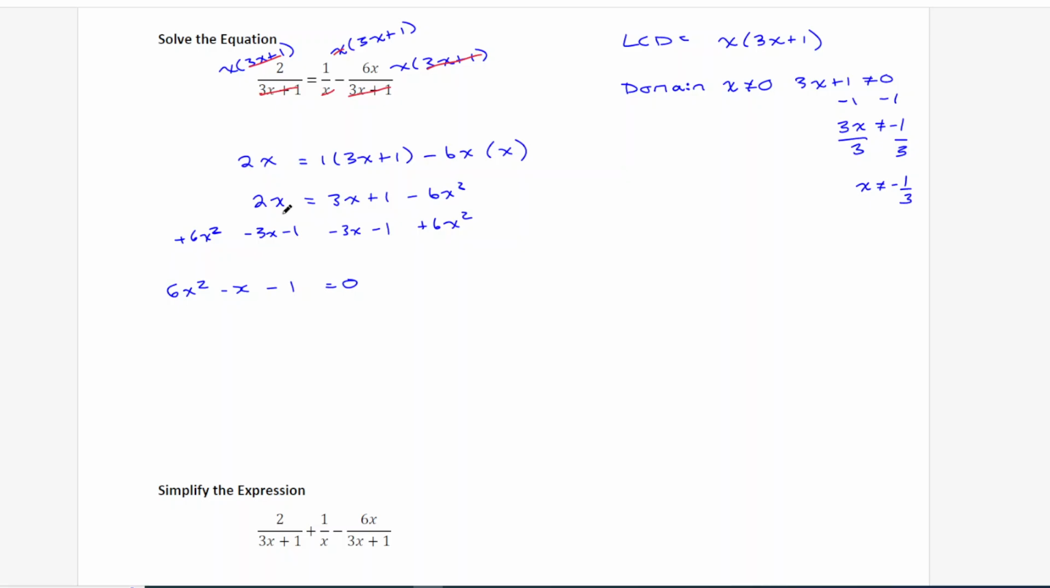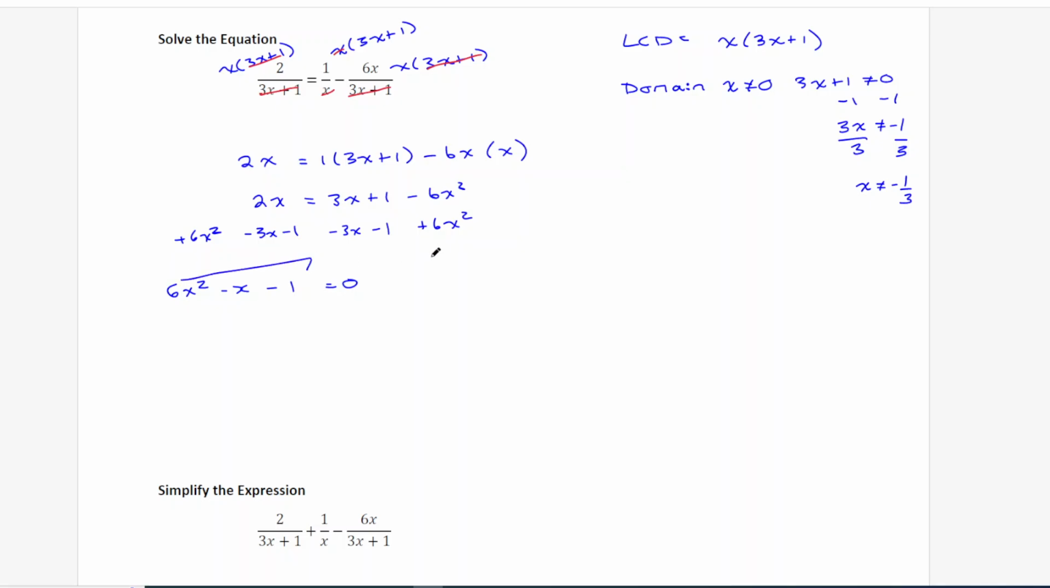Now, some of you are probably like, why didn't you just minus 2x? I could have, but then I have a negative out front, which factoring AC with a negative out front is just awful. So because you get the choice, I would always put it on the side that gives me the positive x squared term.